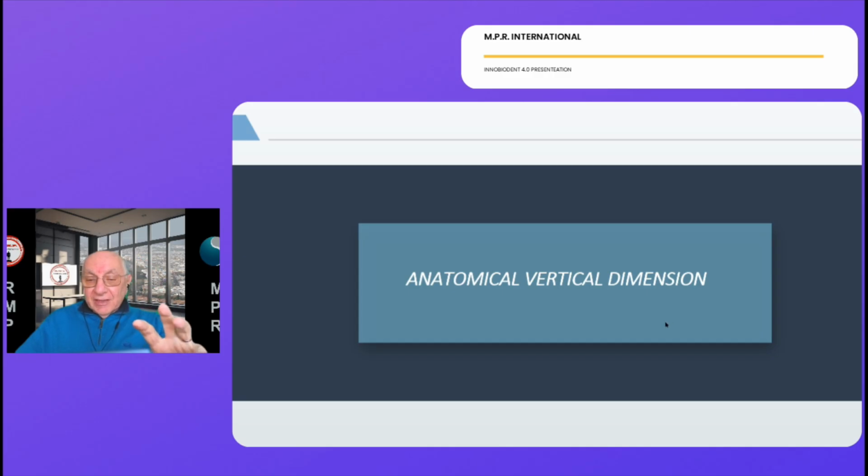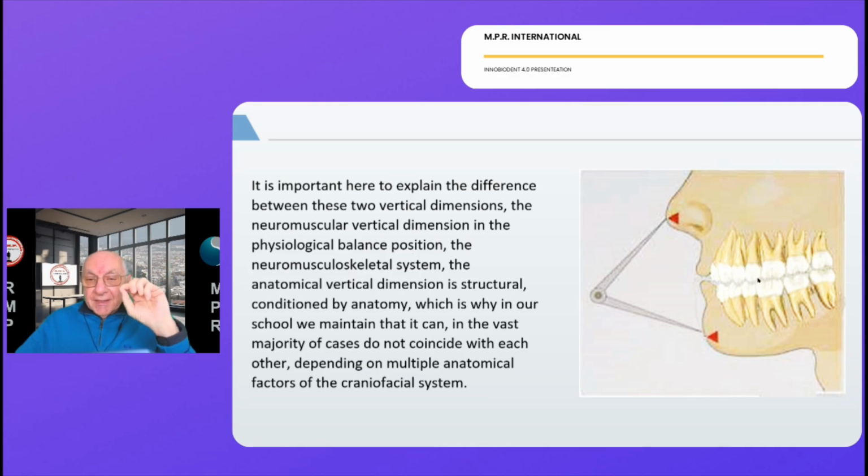This is essential to have a good harmony between craniofacial system and the rest of the body. At this point, it's essential to understand that anatomical and functional. If we have the combination of these two vertical dimensions in harmony with the rest of the body, we will have permanent rehabilitation in the whole body, local and total body.